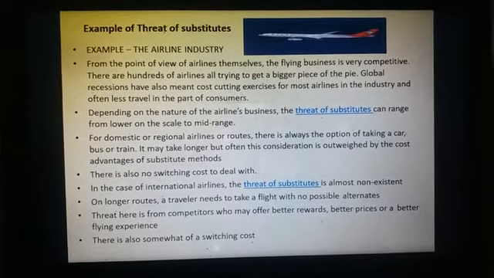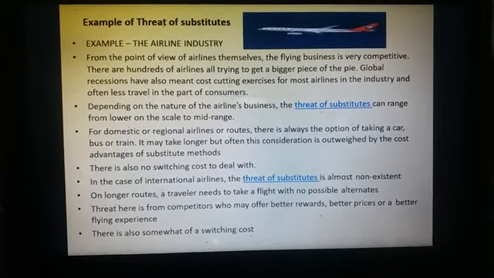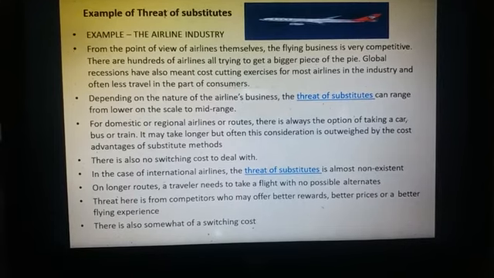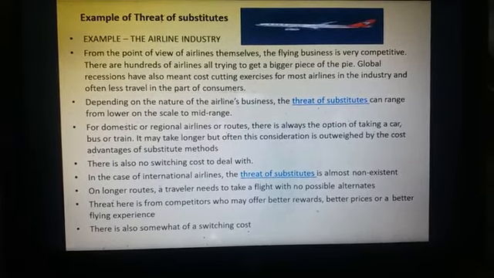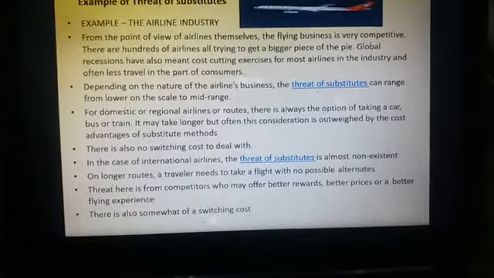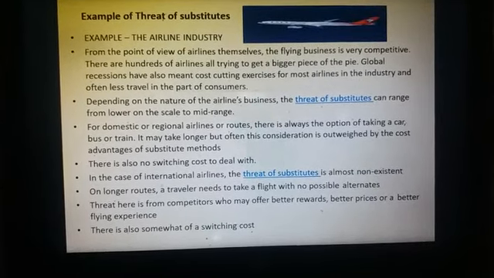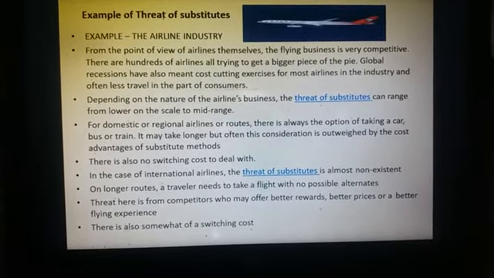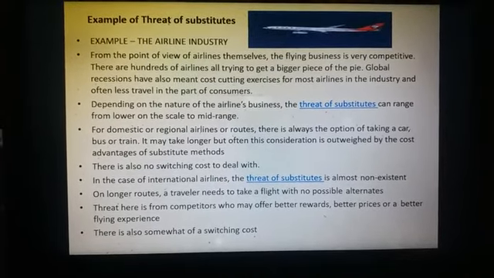So from the point of view of airlines themselves, the flying business is very competitive. It is increasing. There are hundreds of airlines all trying to get a bigger piece of the pie. Definitely everyone wants the best piece among the lot, the best profit. Global recessions have also meant cost cutting. Recessions are unpredictable for most airlines and industries and offer less travel on the part of the consumers.